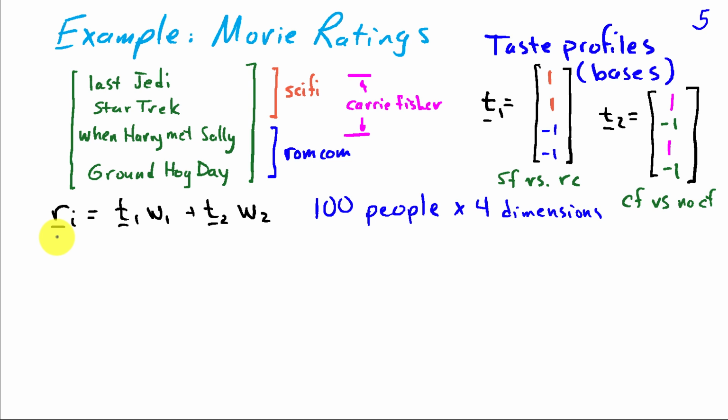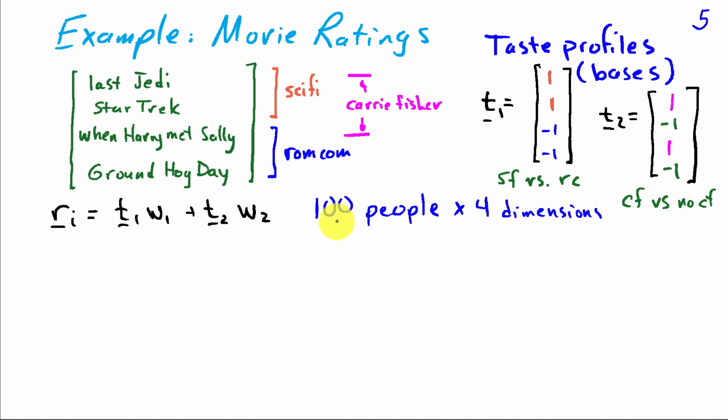Each of these ratings, we're going to approximate as lying in a two-dimensional subspace, because we have these two basis vectors, T1 and T2. Now the data itself is four-dimensional because there are 4 movies, but we're only going to look at these two components. We'll take 100 people and look at their ratings.